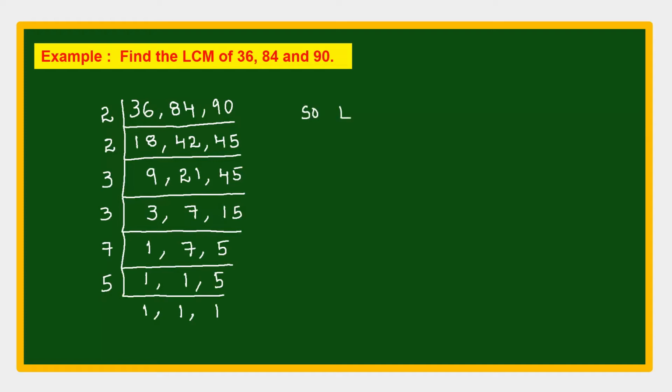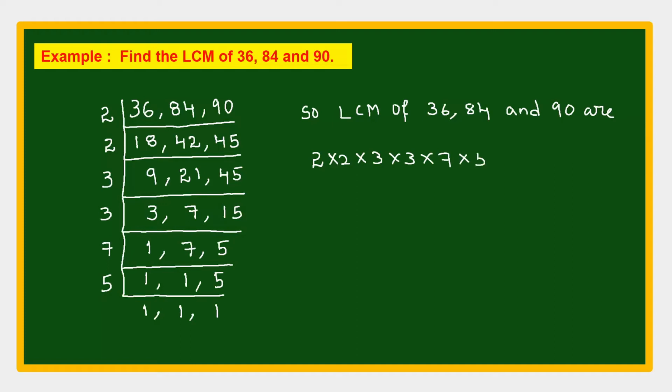So LCM of 36, 84 and 90 are 2 into 2 into 3 into 3 into 7 into 5. 2 2s are 4 into 3 3s are 9 into 7 into 5. Again 4 9s are 36 into 7 into 5.